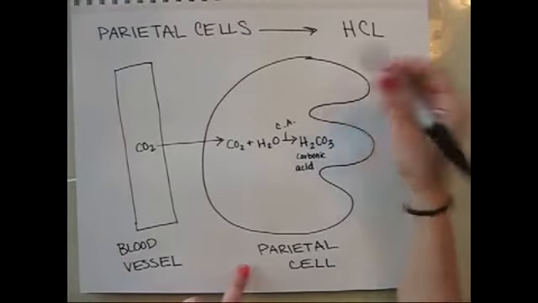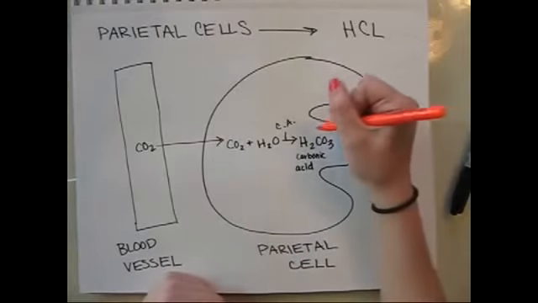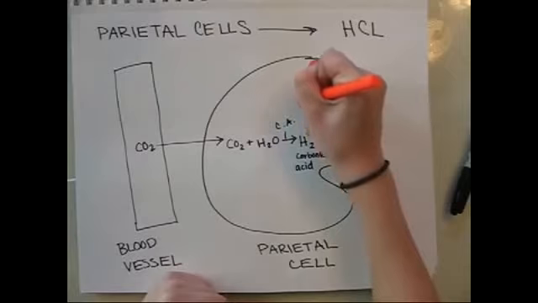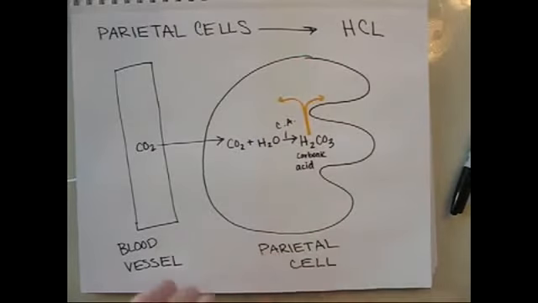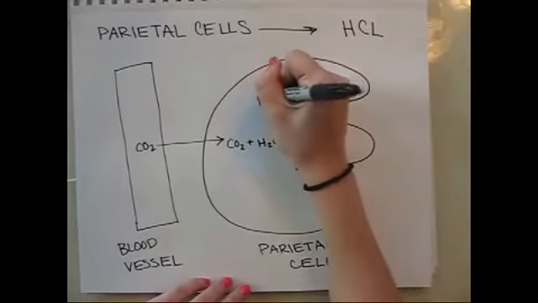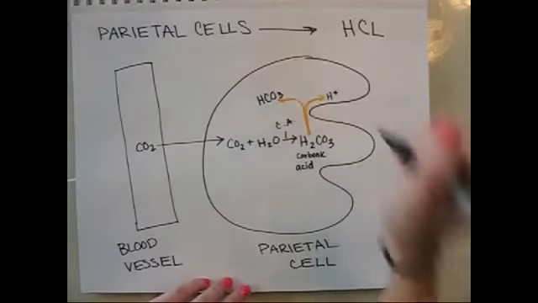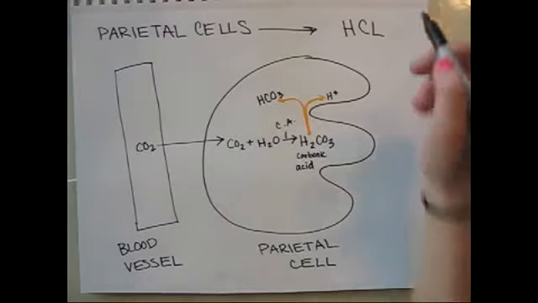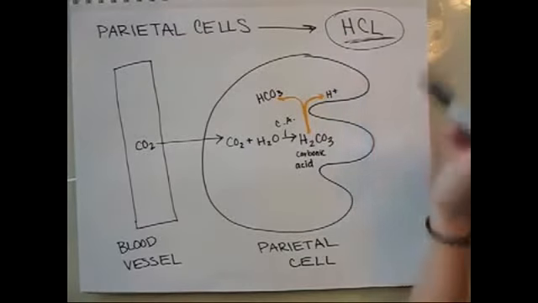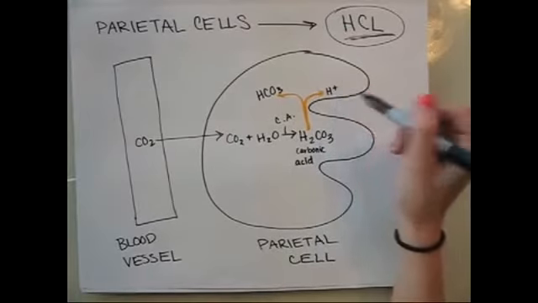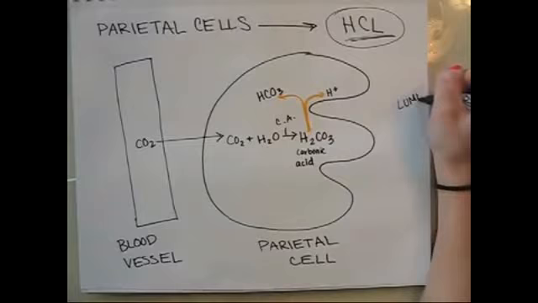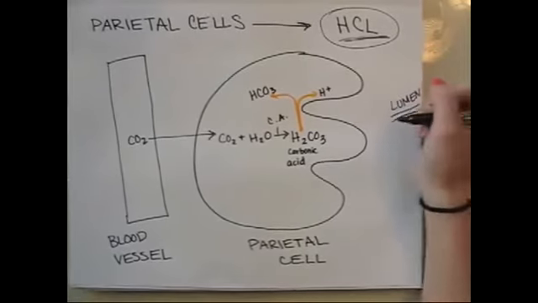And what's going to happen is the carbonic acid is going to split into two, okay? It's going to split up into hydrogen and bicarbonate. Okay? So remember, we need to make hydrochloric acid. So it already split into two, so guess where the hydrogen is going to go? Into the lumen of the stomach, okay? That's where we want it to go.